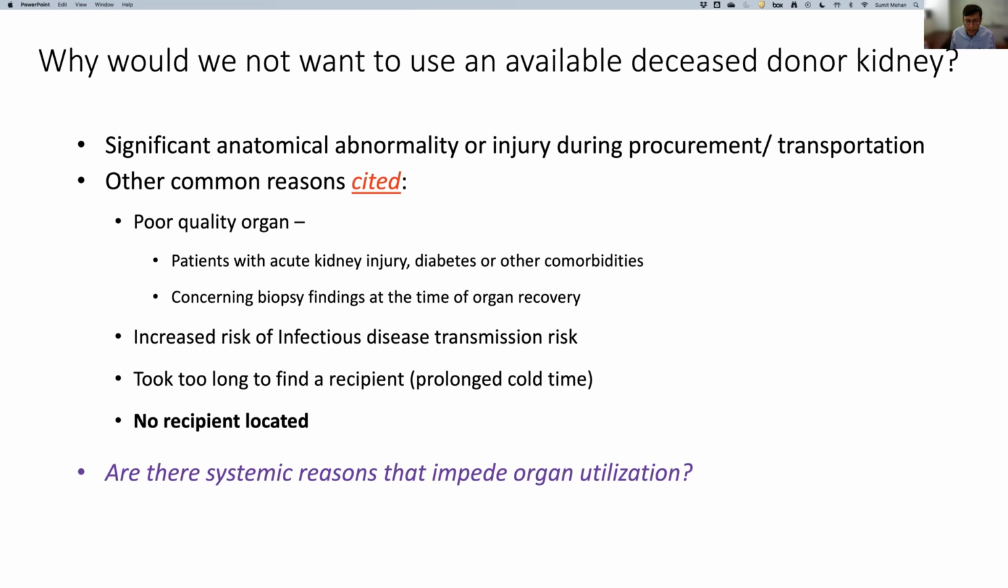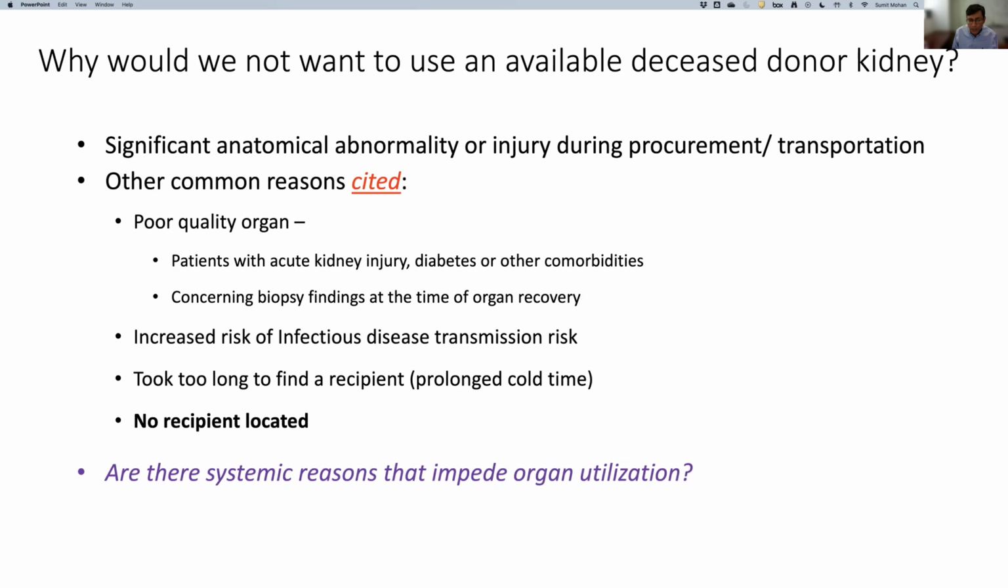Biopsy findings have their own challenges, in terms of both reproducibility and accuracy at the time of procurement, given the circumstances in which they're being performed and being read. There's the increased risk of infectious disease transmission. But my favorites are, it took too long to find a recipient, suggesting perhaps that our waitlist wasn't ready to accept this kidney that got procured, or my all-time favorite, which is no recipient located, with this idea that suddenly everybody's gone on vacation and we can't find someone who'd want to take a kidney like this, right?